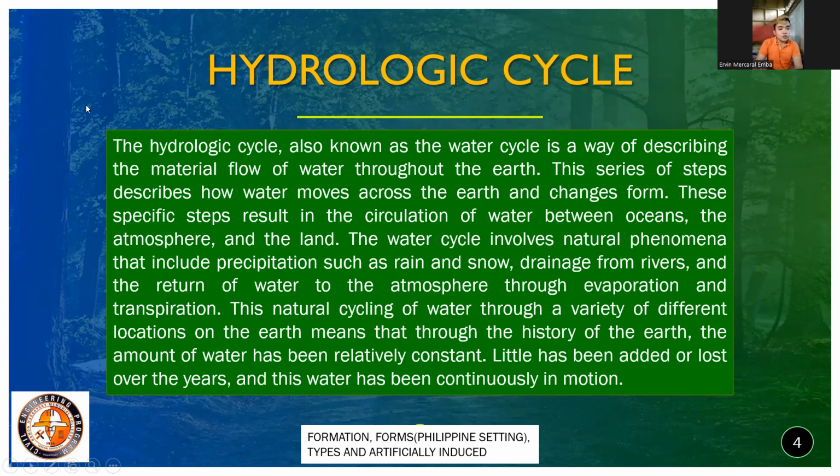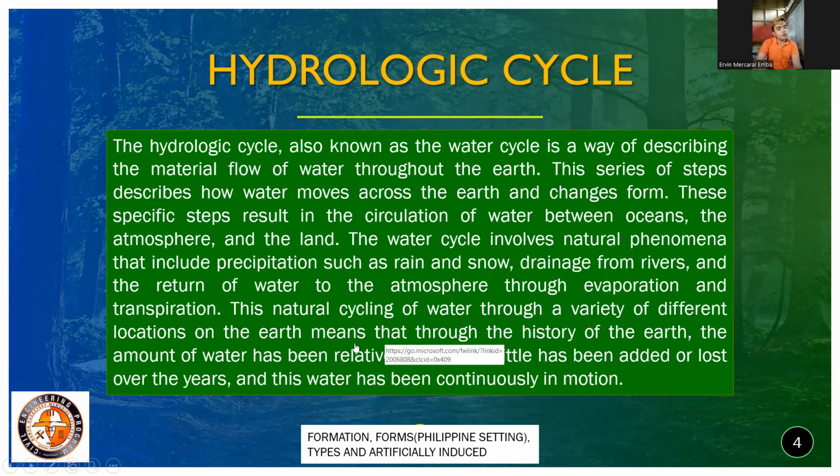We all know that the ocean contains the largest part of the water on Earth, but the water in the ocean is a bit salty, so we cannot drink it. The hydrologic cycle takes part in producing natural water and usable water for us to consume. The water cycle involves natural phenomena that include precipitation such as rain and snow, drainage from rivers, and return of water to the atmosphere through evaporation and transpiration.